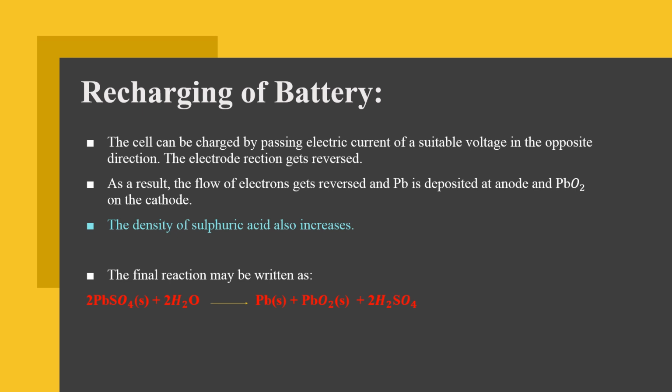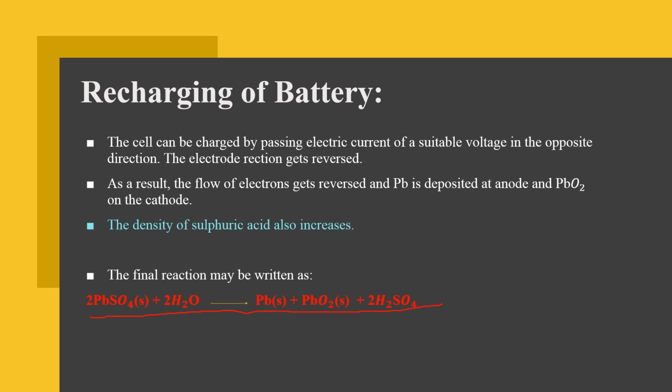In case of discharging, the density of sulfuric acid decreases, but in case of charging, as all the electrode reactions are reversed, the density of sulfuric acid increases. The final reaction will also be reversed as that of discharging. The final reaction for recharging of the battery is 2 PbSO4 plus 2 water gives Pb plus PbO2 plus 2 H2SO4. It's just the reverse of the discharging reaction.